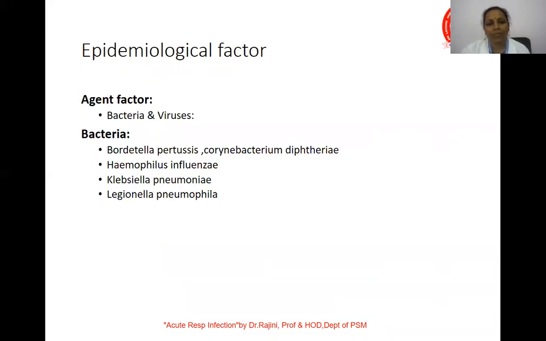What are the agents causing pneumonia? Bacterial and viral infections can both cause pneumonia. Among bacteria, we have Bordetella pertussis, Corynebacterium diphtheriae, Haemophilus influenzae, Klebsiella pneumoniae and Legionella pneumophila. These are the bacterial agents causing pneumonia.